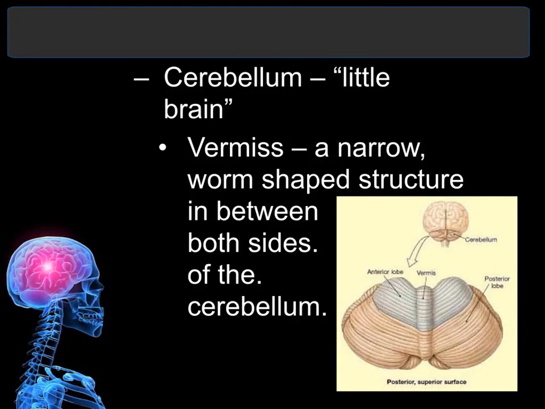The cerebellum in the human brain sits below and behind, posterior and inferior to the cerebrum. And cerebellum, remember, means little brain. And just like the cerebrum is broken down into 2 cerebral hemispheres, the cerebellum has cerebellar hemispheres, and what joins them together is this middle section called the vermis.